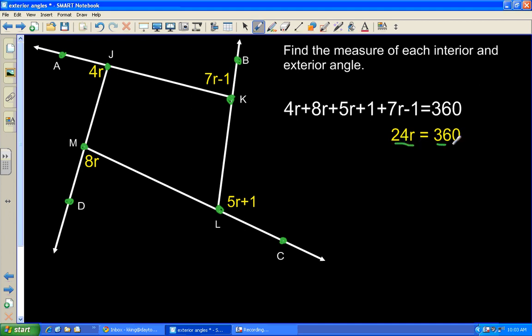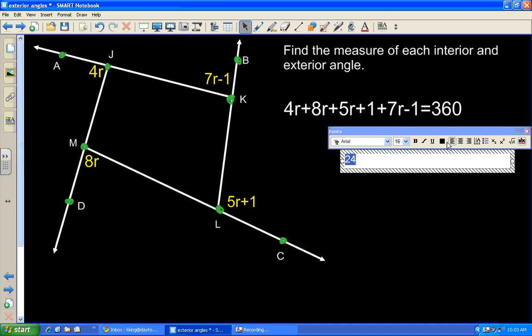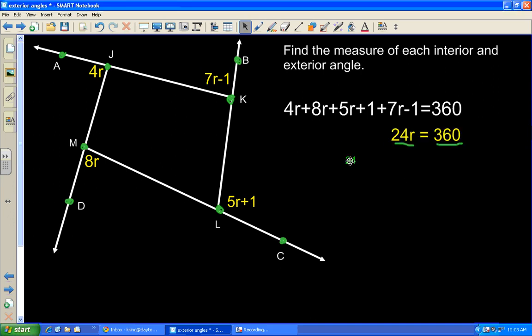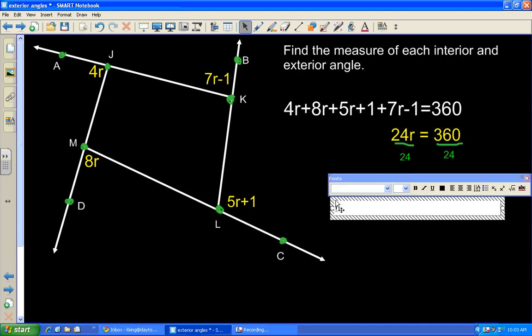Divide both sides by 24. And when we do that, we find that r, in fact, equals... Anybody know? Yep, r equals 15.